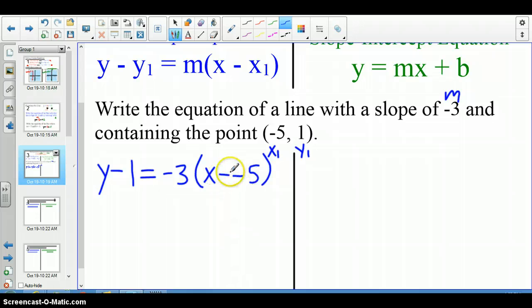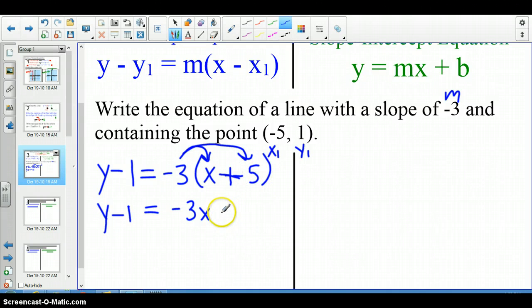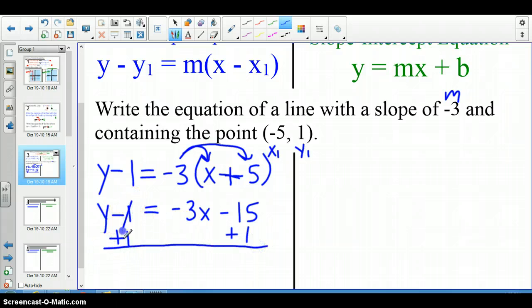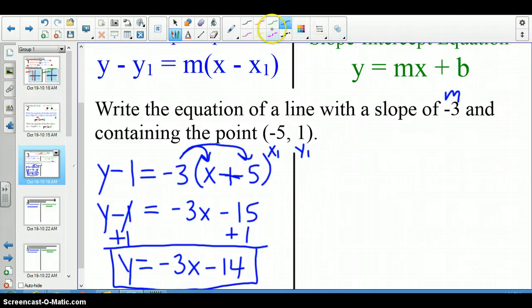Look here, two negatives make a positive. Now my next step is I'm going to distribute the -3 out in front of the parenthesis to everything inside that parenthesis. So -3 times x is -3x. -3 times 5 is -15. And last but not least, I want to write this in slope-intercept form, so I need to add 1 to both sides to get my y all by itself. So I have y equals -3x minus 14. There is my equation when I'm given a point and a slope.